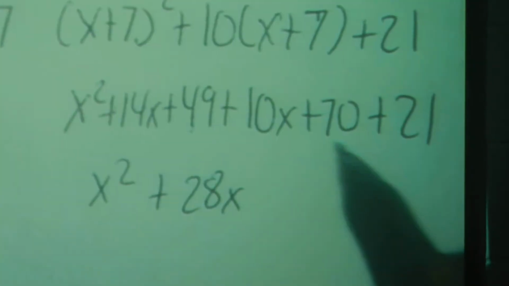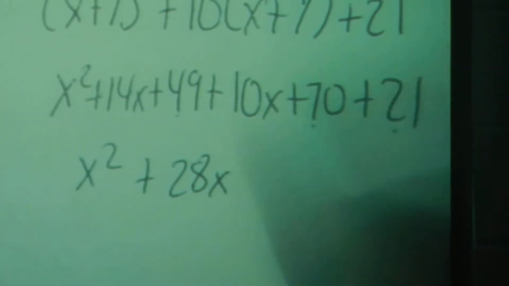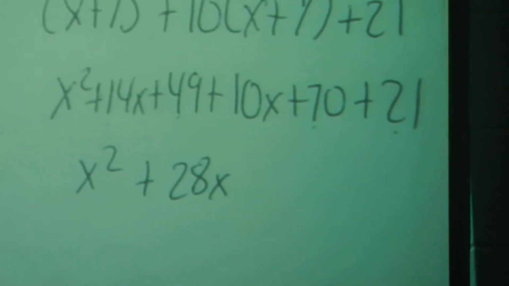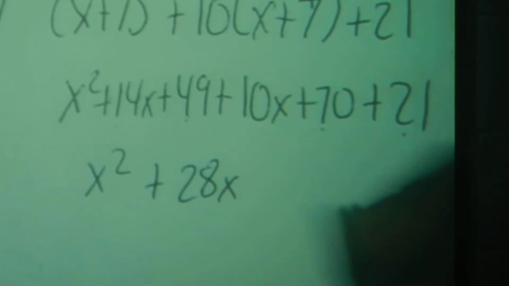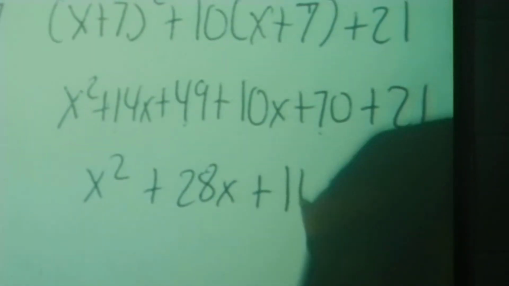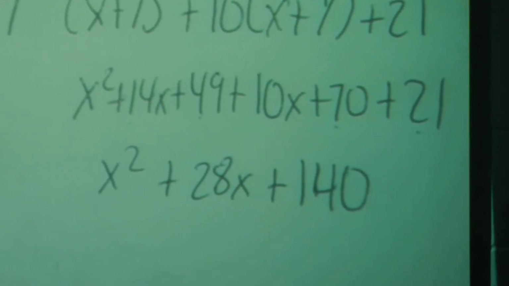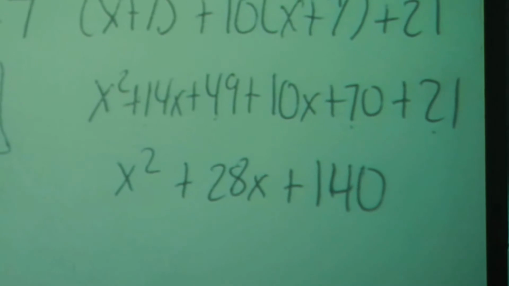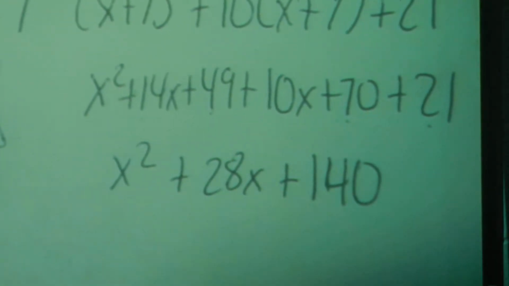Add this 49, this 70, and this 21. Don't forget about that 21. As you add 49 and 21, you get 70, plus 70, that makes 140. Right there, you've got a trinomial. You can factor if you want, or you may not factor, as Mr. White had included. It's really done right here. Most steps after this are pretty easy.